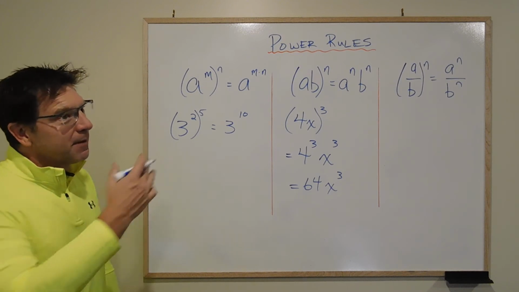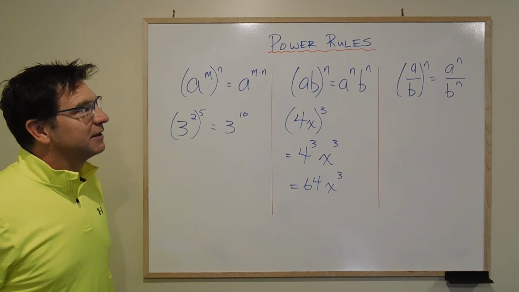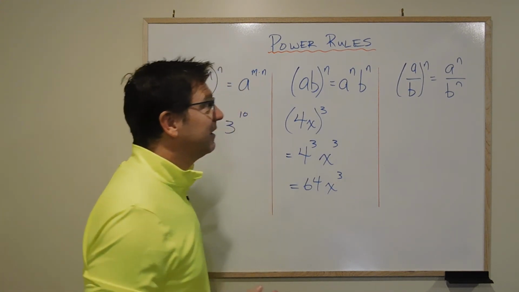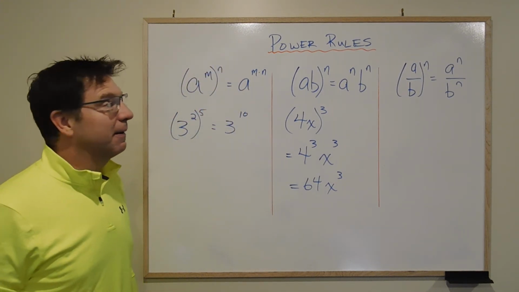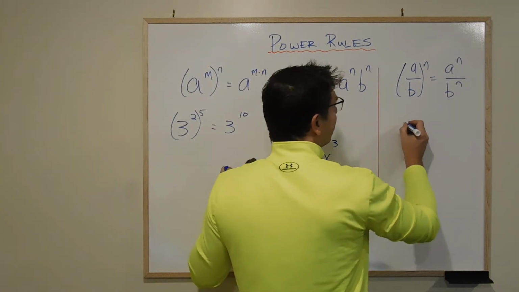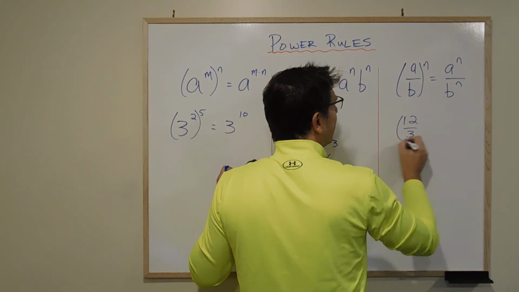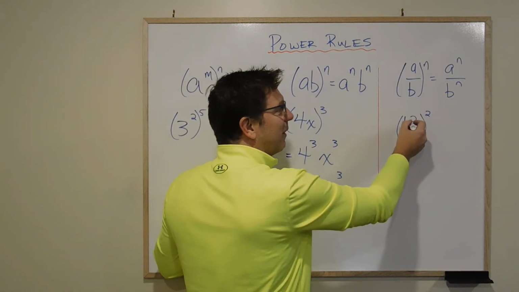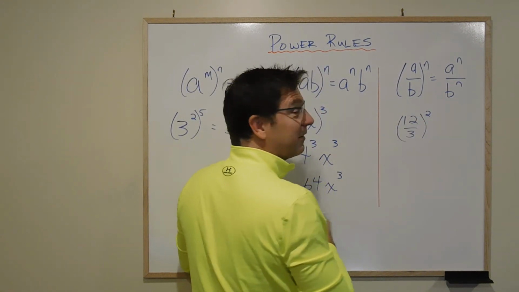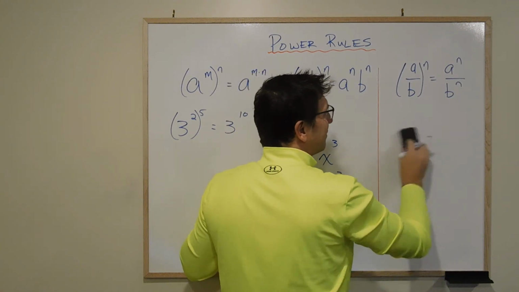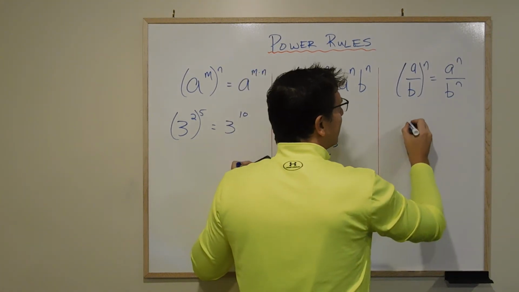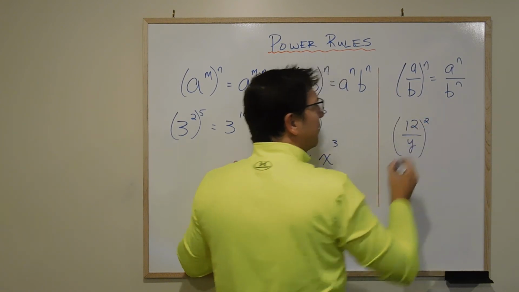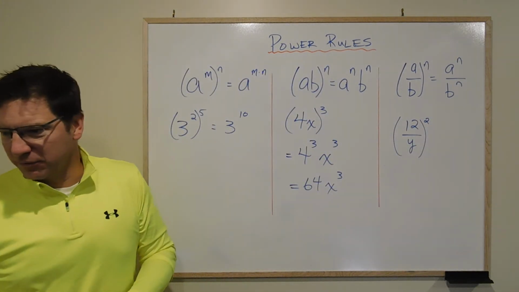The third one is when you're dividing, and again, generally dealing with variables. Because if I had like 12 over 3 to the 2, I wouldn't make it 12. I would say, well, 12 divided by 3 is 4, so I wouldn't need this. But if I had like 12 over y to the 2, then that becomes useful.